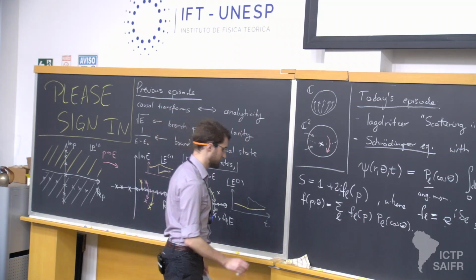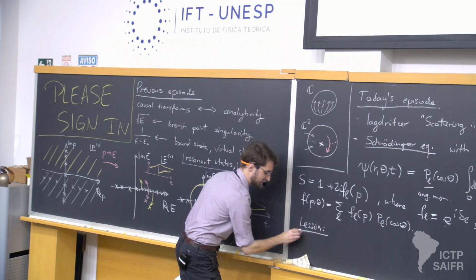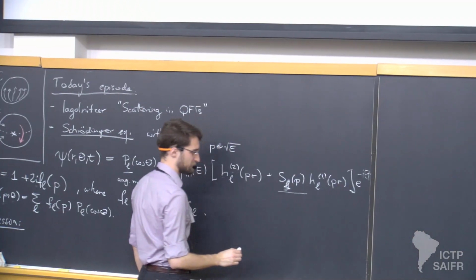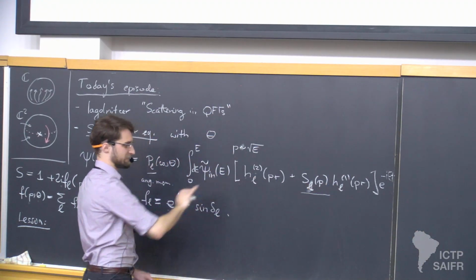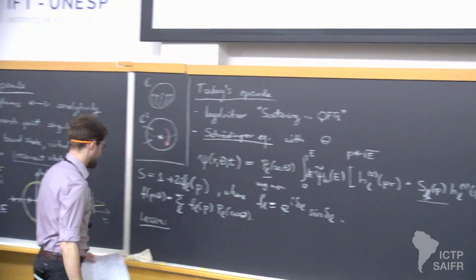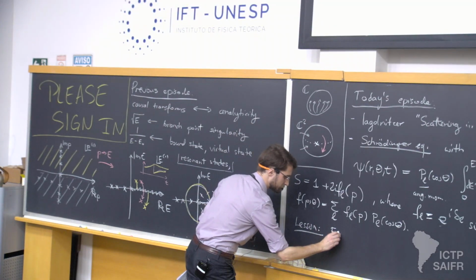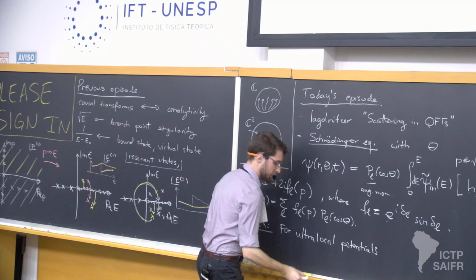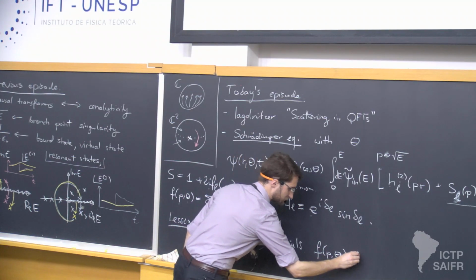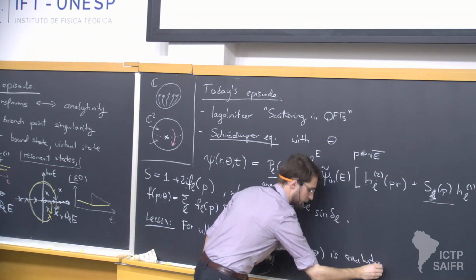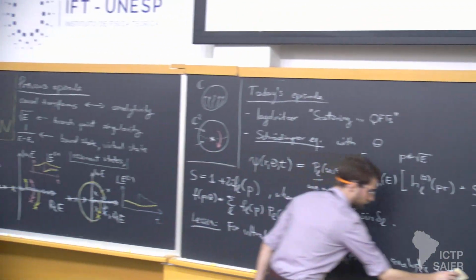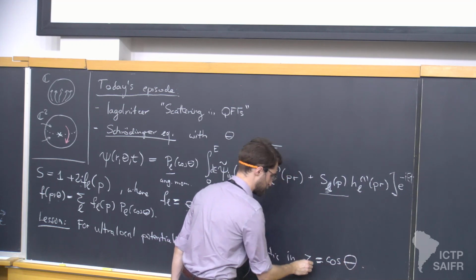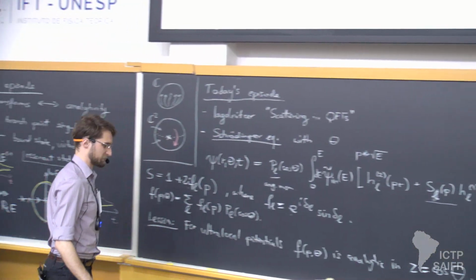So the main lesson that you learned from studying the simple square well potential, by using this solution and solving for the S matrix, I will not write down the full solution. It's essentially a combination of these Hankel functions in the numerator and denominator such that the S matrix becomes a pure phase. But the main lesson is that for so-called ultra-local potentials, this F(p, theta) is also analytic in angle. Or maybe I should write in this variable z, which is cosine theta. I want to talk about z because z will be a more natural variable when we start doing partial wave projections in the relativistic case.